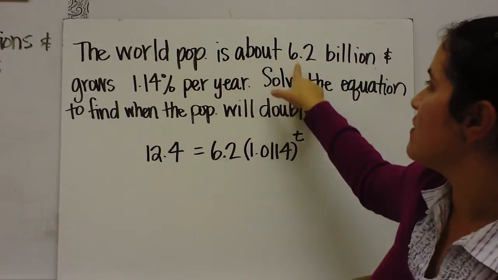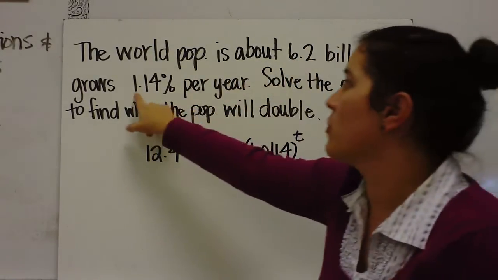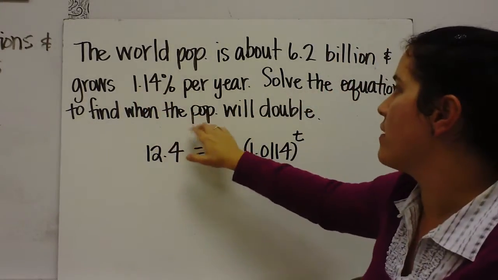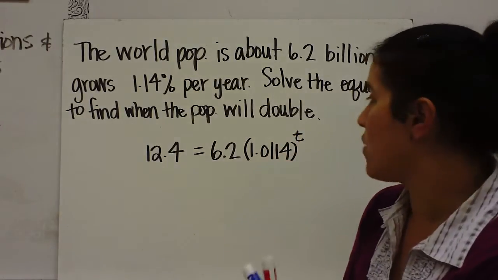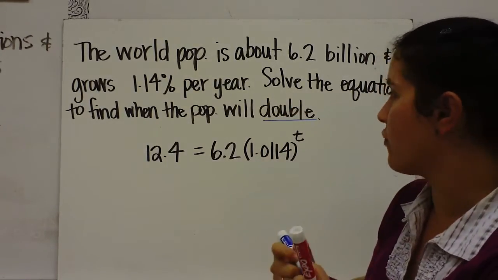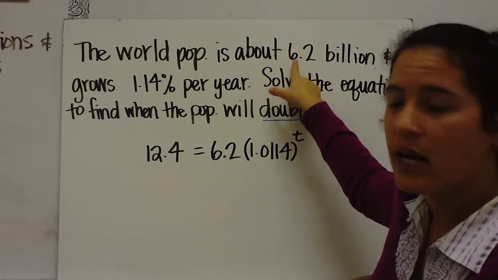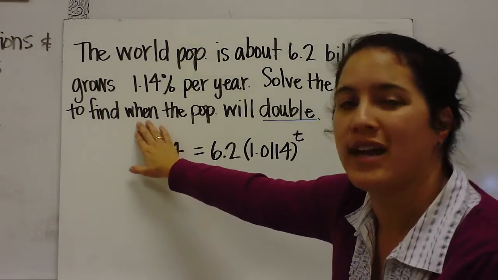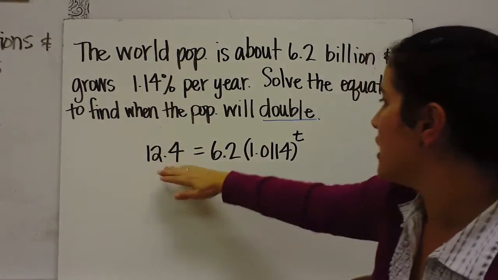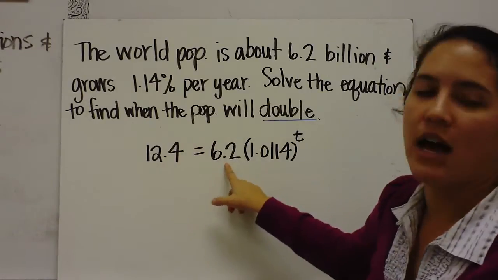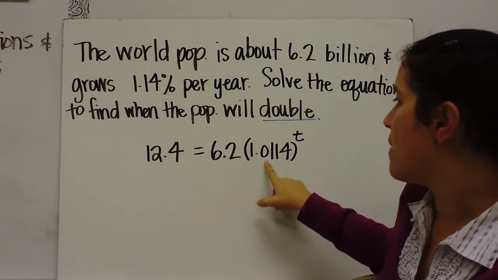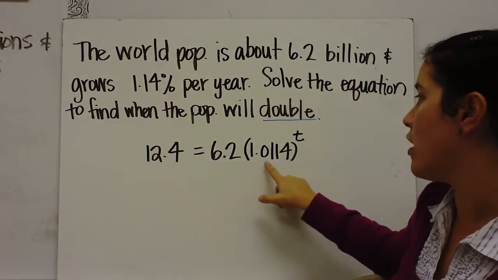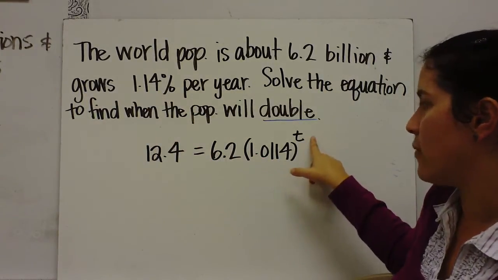The world population is about 6.2 billion and grows 1.14% per year. Solve the equation to find when the population will double. So I've given you the equation and we're finding double. So if it's 6.2, it will double to be 12.4. And we're solving for the when, so that's going to be that exponent value. Here's my equation. This is my initial value, 6.2. My percent, 1.14% plus 100% would be 1.0114 to the T power.